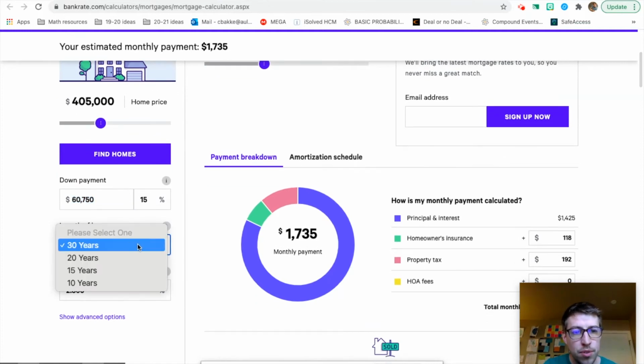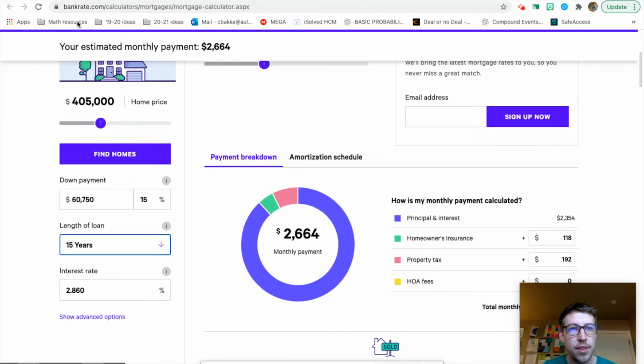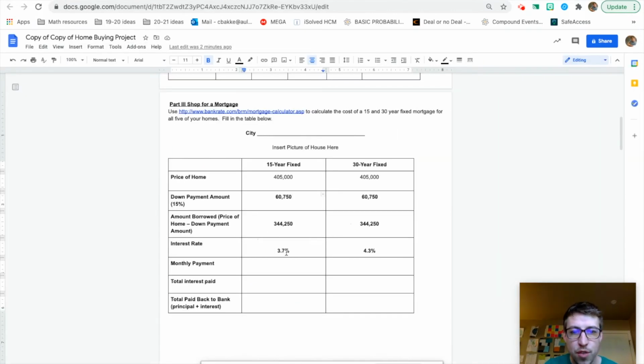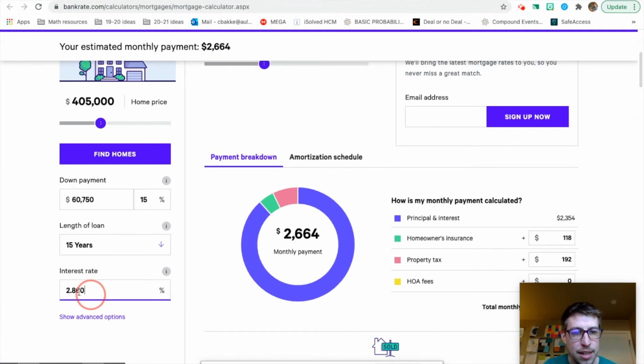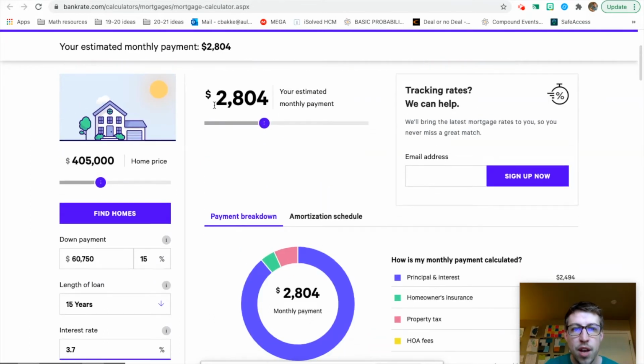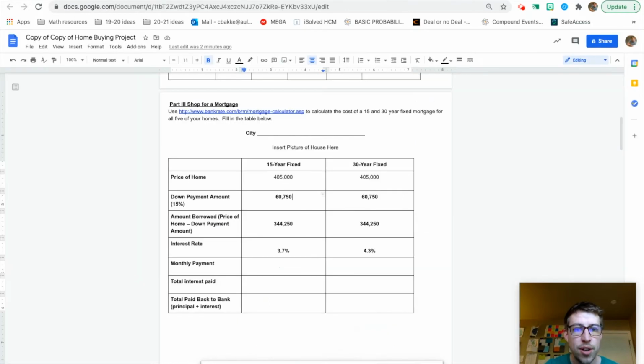For this first example, we're going to do the 15-year loan. And we are going to use this 3.7 interest rate. So making sure that it's a little bit higher than what it has there. And voila, it will give us our estimated monthly payment of $2,804. So I'm going to go over and type that under here, 2,000. So if I got this house and decided that I wanted to pay it back in 15 years, I would owe $2,804 every single month for 15 years to the bank. And that includes the interest that the bank is charging you.